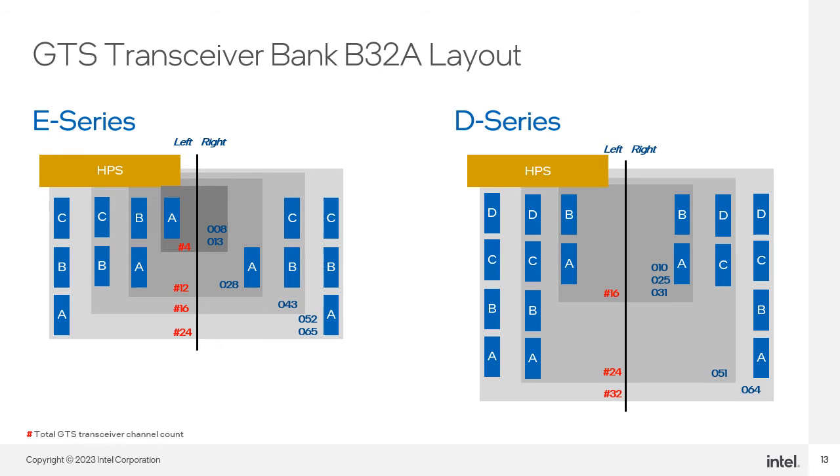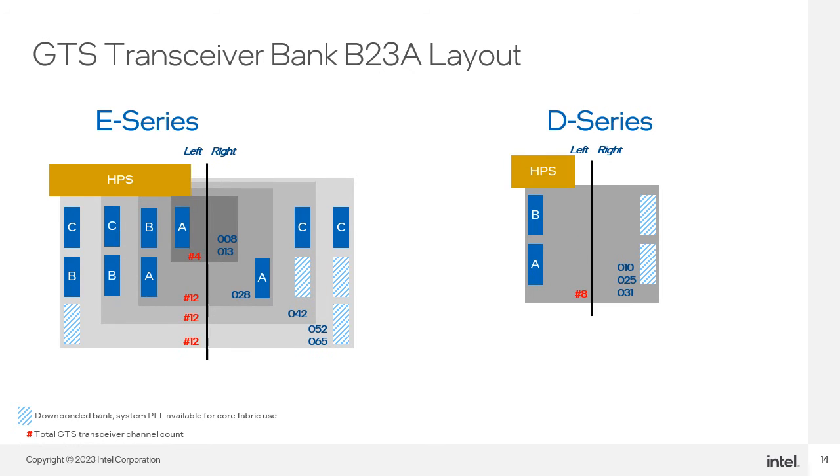On the right side, we see D series, where it starts with 16 GTS transceiver channels with 2 banks on each side. The largest density has 4 banks on each side. HPS is in the same location on top left, just like in E series.